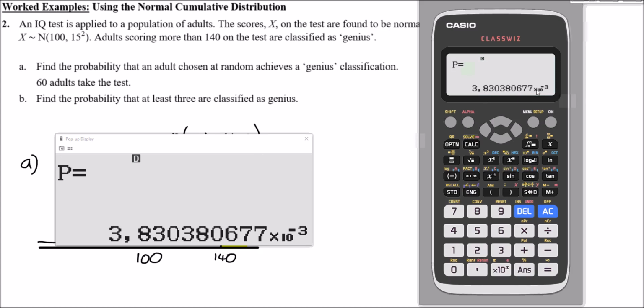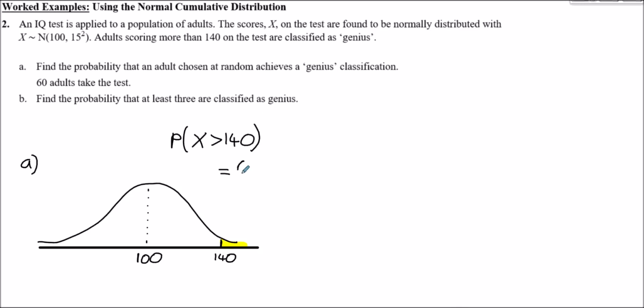Press equals, and we get this value, which as you can see is particularly small. It's times 10 to the minus 3. So this is going to be 0.00383. That's about 0.004, which is the same as saying about 4 people in 1,000 would be classified as a genius. I wouldn't think it should be any higher than that, in fact. So that seems semi-reasonable to me. I'd think maybe it'd be lower, but as long as you've got a low probability, you can think, okay, that sort of makes sense, and it does.